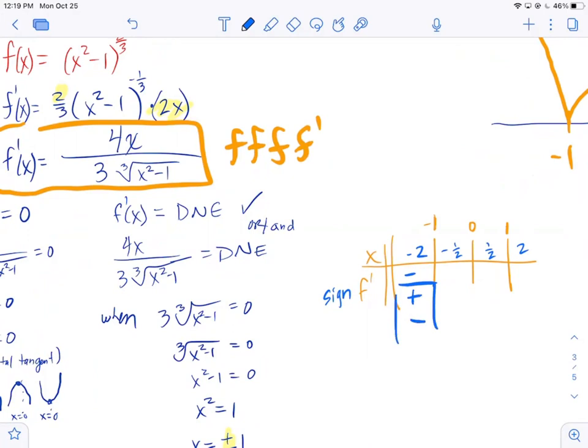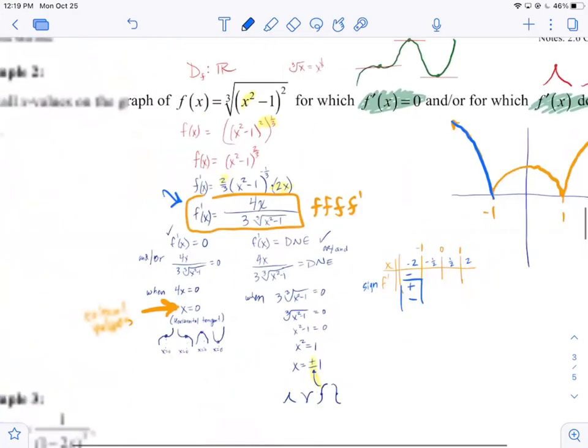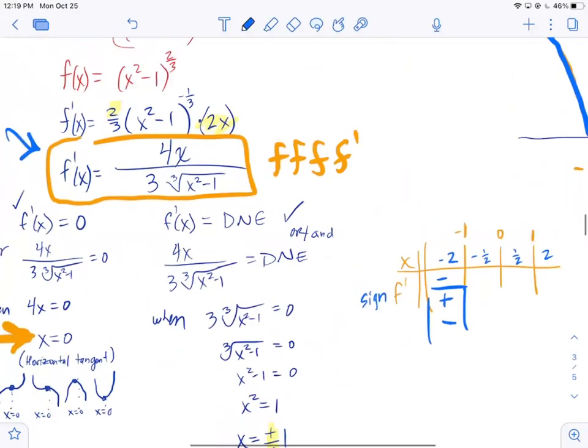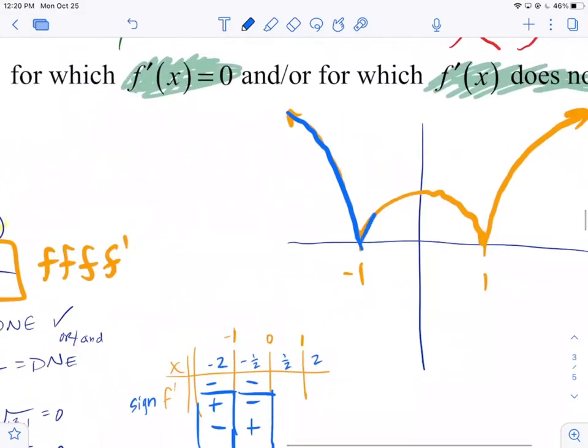That means f is decreasing everywhere to the left of -1. Is that true from what we see? Yep, it's decreasing. Now, plug in a -1/2. In the top, you're going to get a negative, but in the bottom, you're going to get 1/4 minus 1. That's -3/4. And the cube root of a negative number is a negative number. And what's a negative divided by a negative? Positive. So now from -1 to 0, it's going to be increasing.